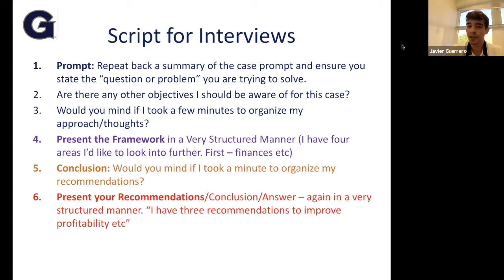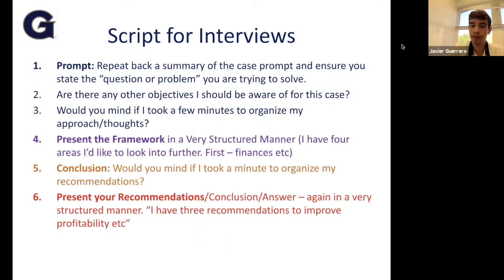Presenting your framework, presenting those assumptions and explaining how you got to them, what your arguments for them are, and how they drive you to an answer. In that step, you're walking your interviewer through the math itself.